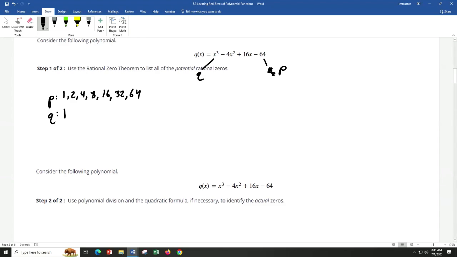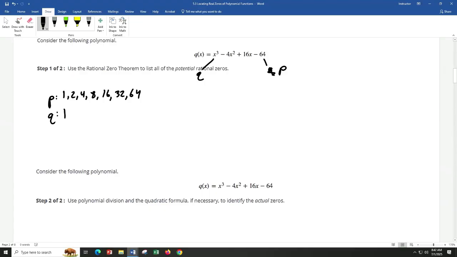Now remember, what's the problem with this? This is not all of them, is it? What am I missing? Plus or minus. You're going to have plus or minus on both of these. Which takes a very small list where you go, dude, that's an easy list, and then double it.